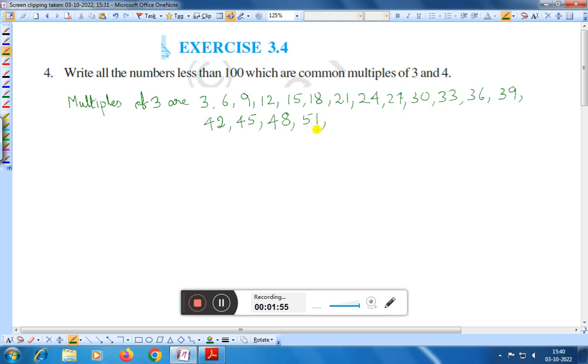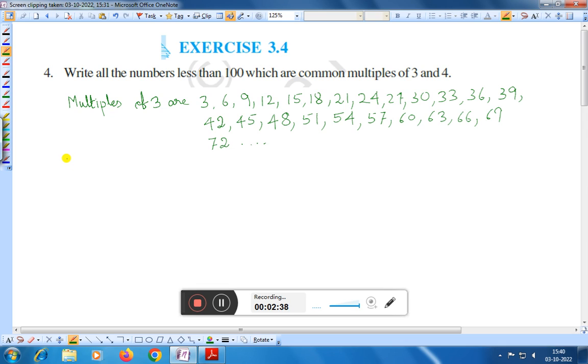51, 54, 57, 60, 63, 66, 69, 72, etc. Right? Now we'll find the multiples of 4.